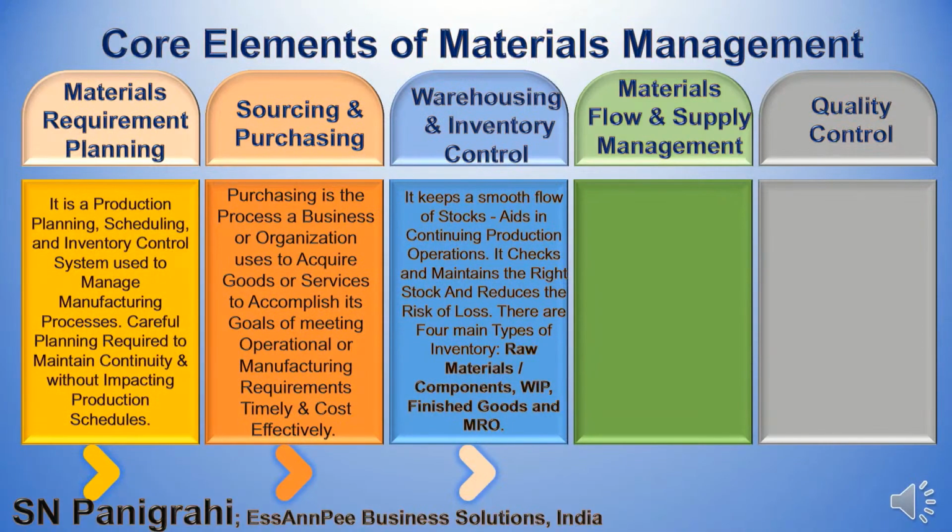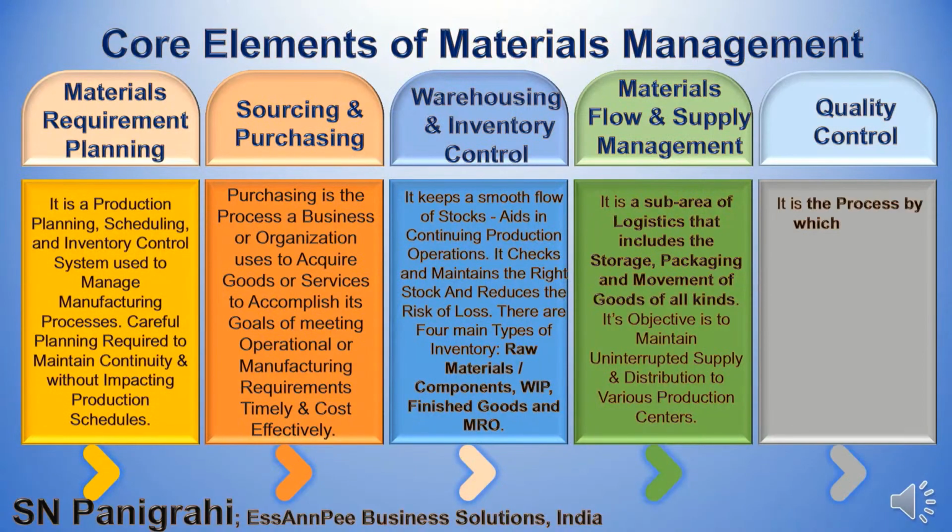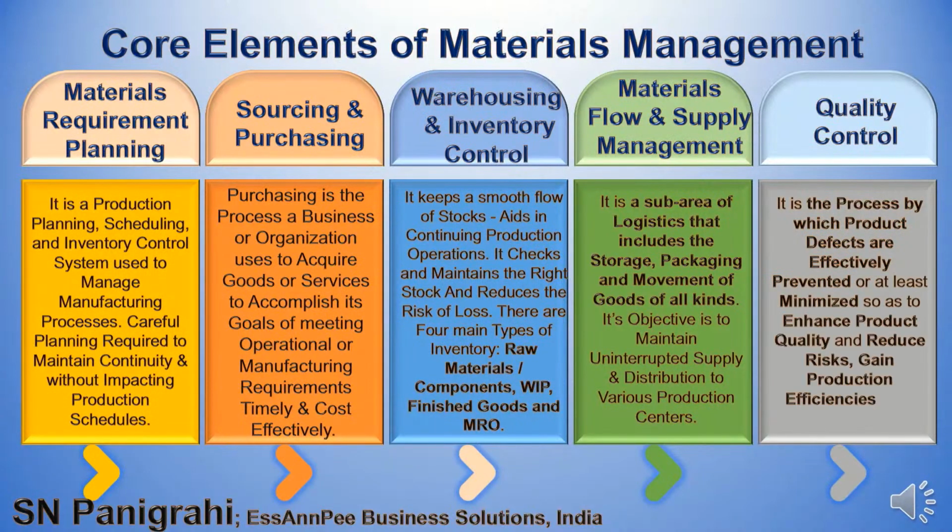Materials flow and supply management. It is a sub-area of logistics that includes the storage, packaging and movement of goods of all kinds. Its objective is to maintain uninterrupted supply and distribution to various production centers. Quality control. It is the process by which product defects are effectively prevented or at least minimized so as to enhance product quality and reduce risks, gain production efficiencies, and customer loyalty.